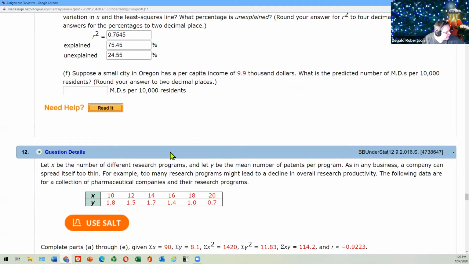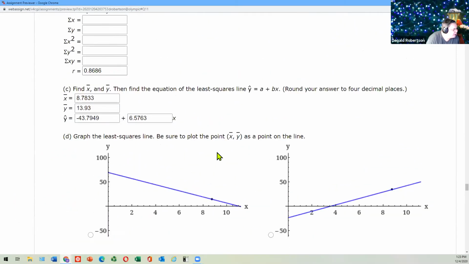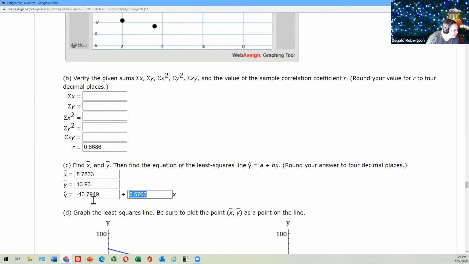And the last one is, suppose a small city in Oregon had a per capita income of 9.9 thousand. Let's figure out what the doctors would be. That's basically take this equation and put 9.9 there, right? Instead of the x. So though you can't see it, I'm typing it in.